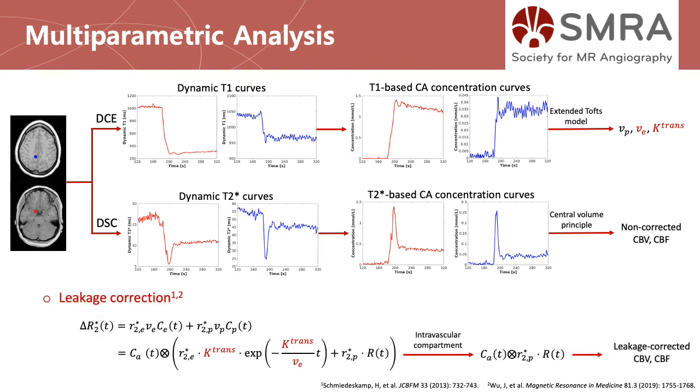Leakage correction is based on a combined biophysical and pharmacokinetic method, which exploits the expressions here to perform leakage correction for the DSC-MRI metrics with the help of the derived permeability parameters.